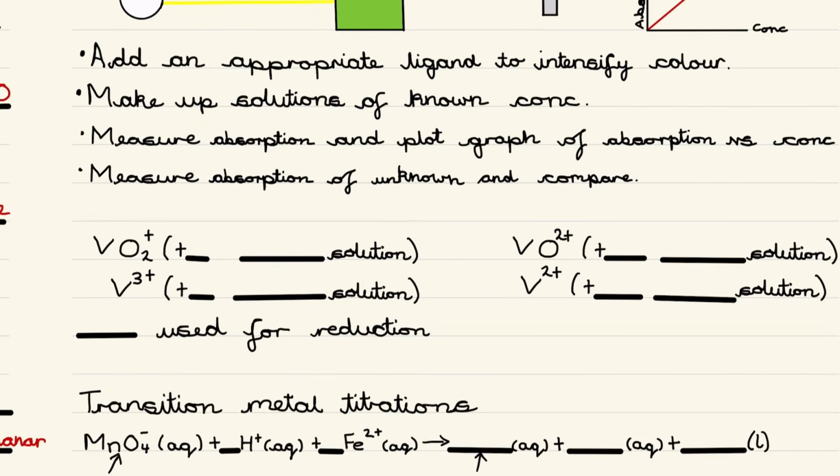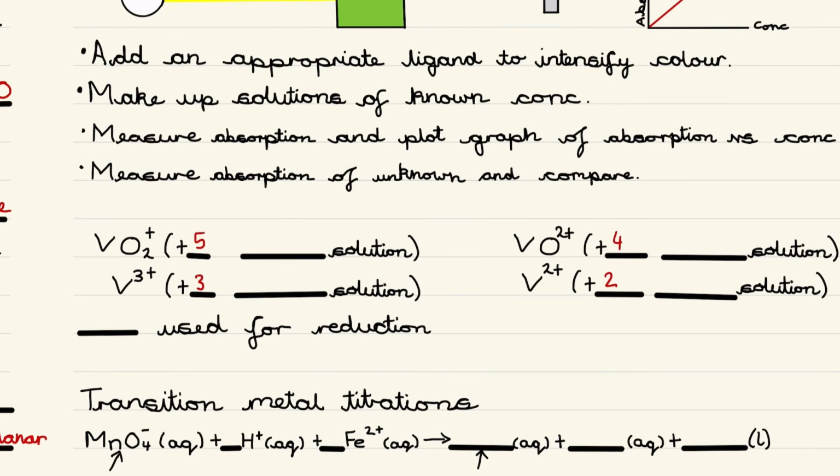Okay, so you need to know the oxidation states of vanadium in all of these, which is, and the colors are, and zinc is used to reduce the vanadium from the +5 here all the way down to the +2.